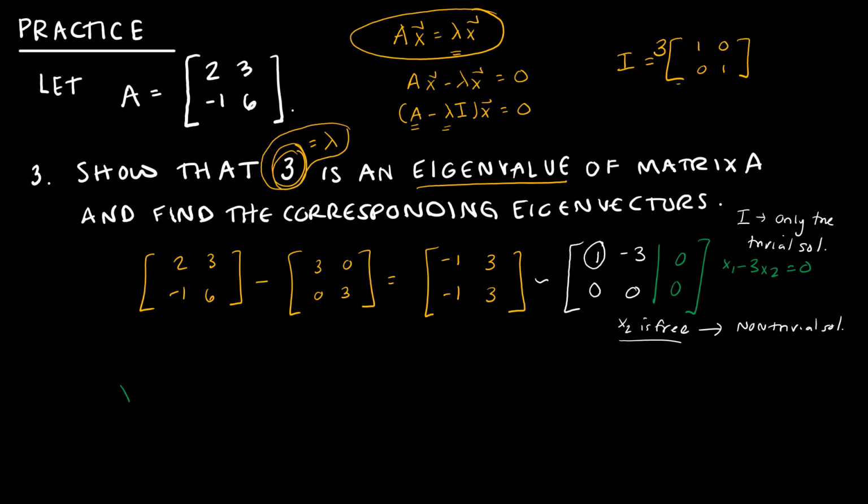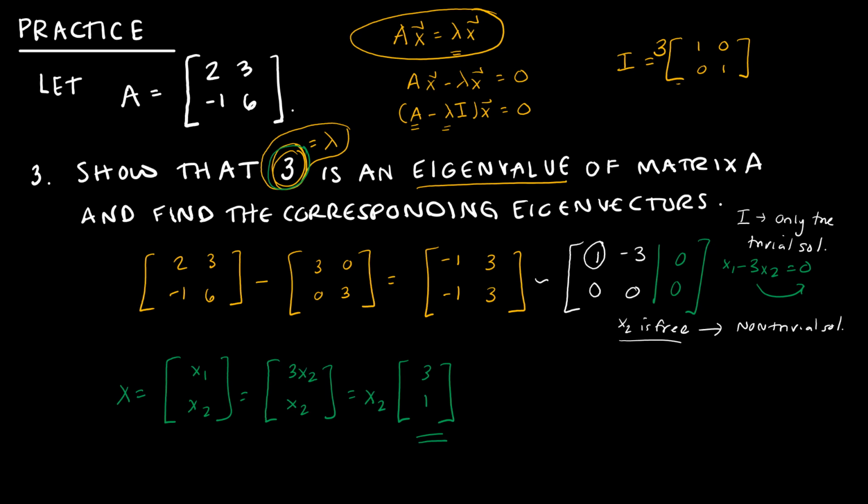So again, we're very used to this. We know that I can describe my solutions by writing x1 and x2, and that would give me x1 is actually, by moving that to the opposite side, 3x2, and x2 is x2, and I can factor out my x2, and I would get 3, 1. So here's what I have. This is an eigenvector, and this is for specifically the eigenvalue of 3.